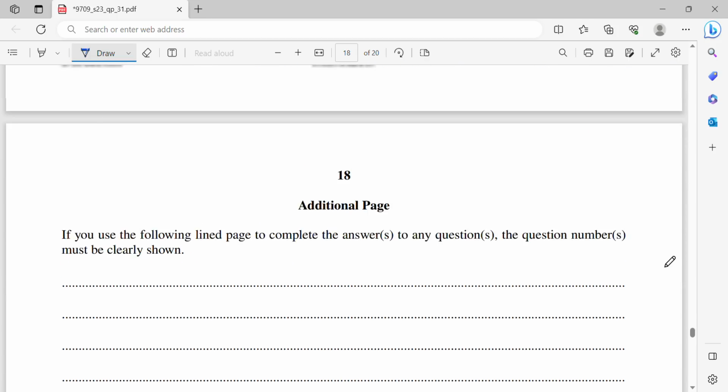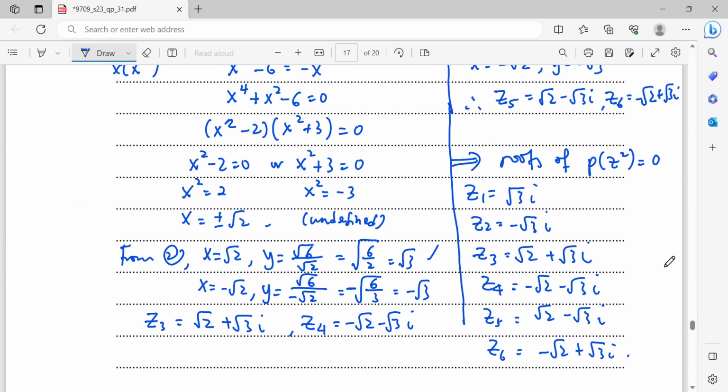Right? So with this, I have completed this paper, May-June 2003, paper 3.1.